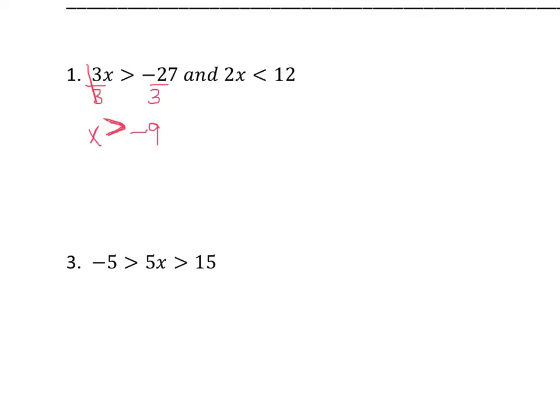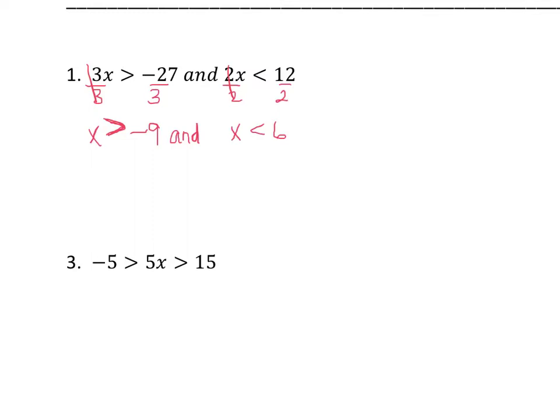Now let's go over here to the other one. 2x is less than 12. I'm going to divide both sides by 2. I do not need to switch the inequality, so x is less than 6. So here it is. x can be greater than negative 9, and x is less than 6. So let's see how we're going to graph this.